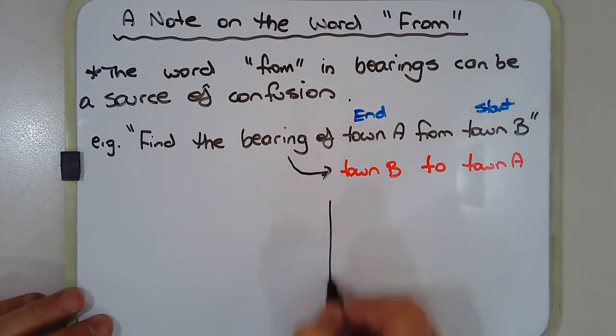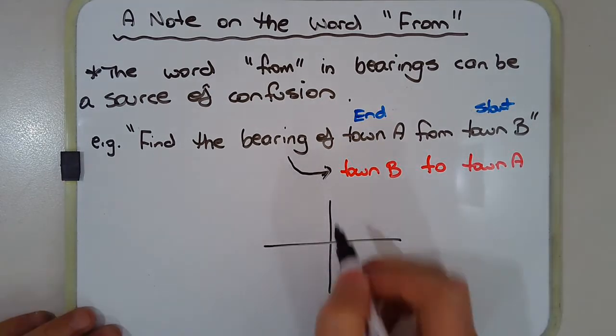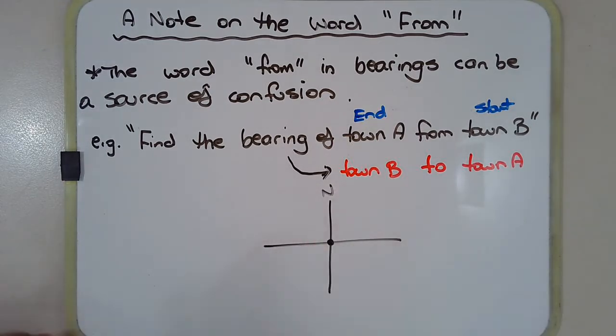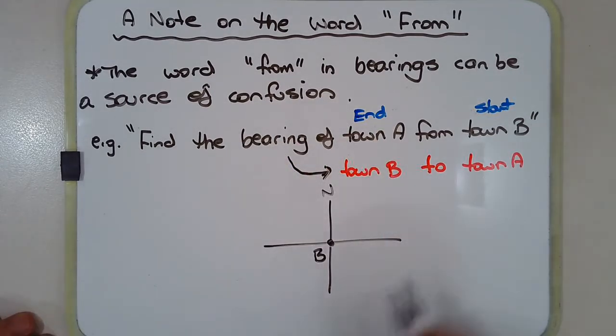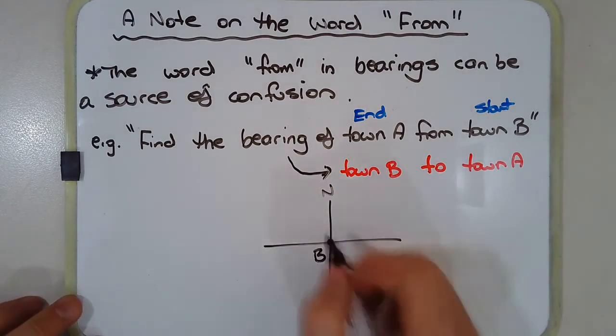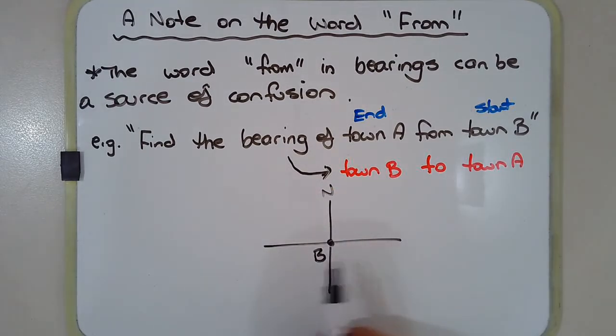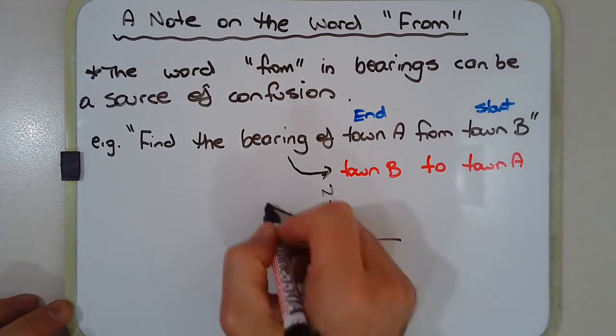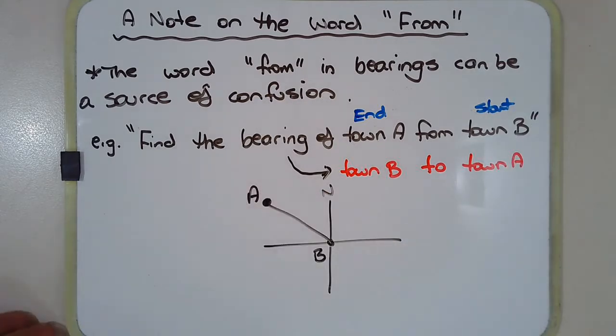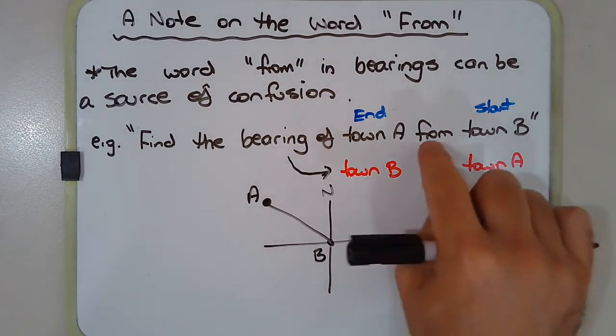That means that if I'm working out this particular question, or a question that's worded in a similar way, I know that town B would be at the center of the compass rose and town A would be somewhere else. So I'd be using town B as the reference point because that's my start. Town A could be somewhere here, it doesn't matter, we don't know. But the important thing is: where's the starting point? And it's always after the word "from".